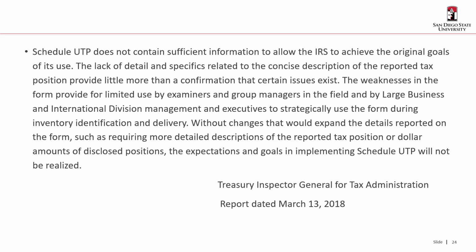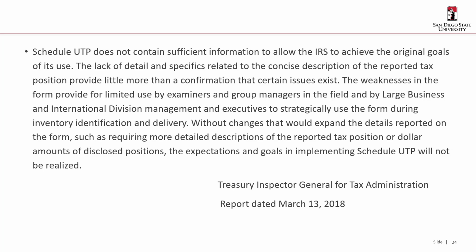The weaknesses in the form provide for limited use by examiners and group managers in the field and by large business and international division management and executives to strategically use the form during inventory identification and delivery. And that inventory is tax position inventory. It's not widgets. Without changes that would expand the details reported on the form, such as requiring more detailed descriptions of the reported tax position or dollar amounts of disclosed positions, the expectations of goals in implementing Schedule UTP will not be realized. Okay, so basically they're saying, look, valiant attempt, not really working.